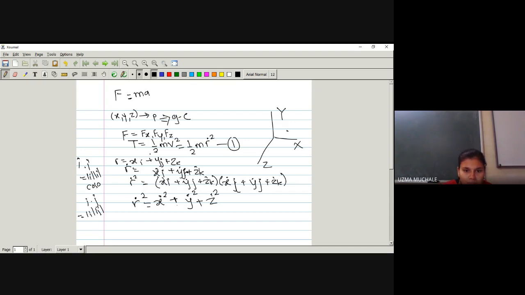So let me substitute in our equation number 1, that is T is equal to, what is the value? 1 upon 2m. r dot square, we have written the value of r dot square as x dot square plus y dot square plus z dot square. Okay. Is there any doubt up to this? If not, we'll go for the next.